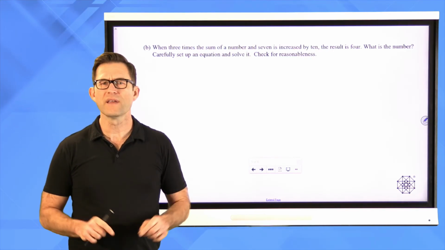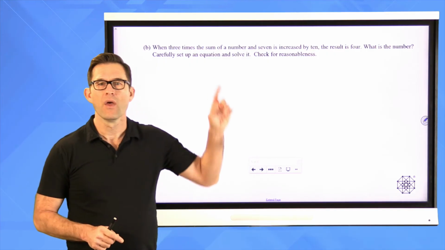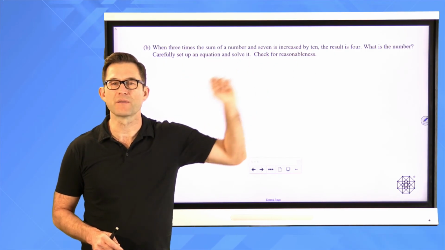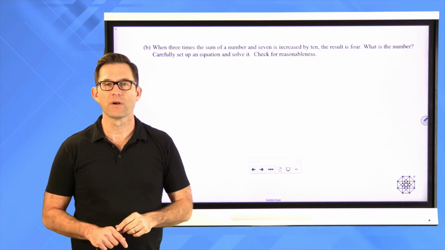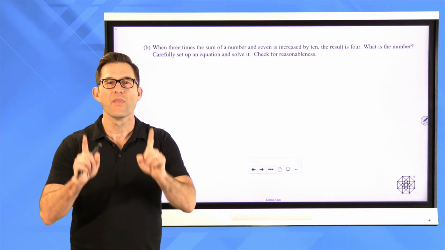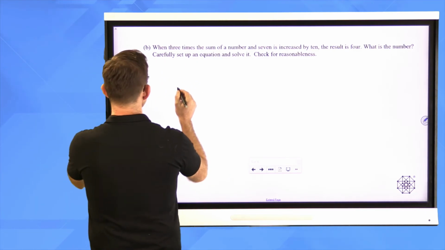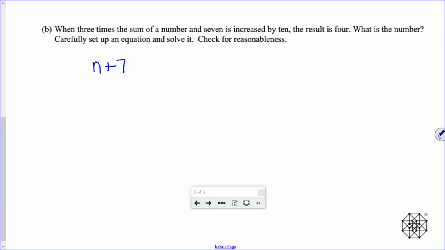All right, well, let's take a look at that mathematical expression. 3 times the sum of a number and 7 is increased by 10. Well, again, let's go with n as our number. We've got 3 times the sum of that number and 7. So the sum of the number and 7, that's easy enough. That's n plus 7. I have to be careful now. That's its sum, and this is 3 times that sum. So that is 3 times the sum of a number and 7, right there. That is then increased by 10, and the result is 4.